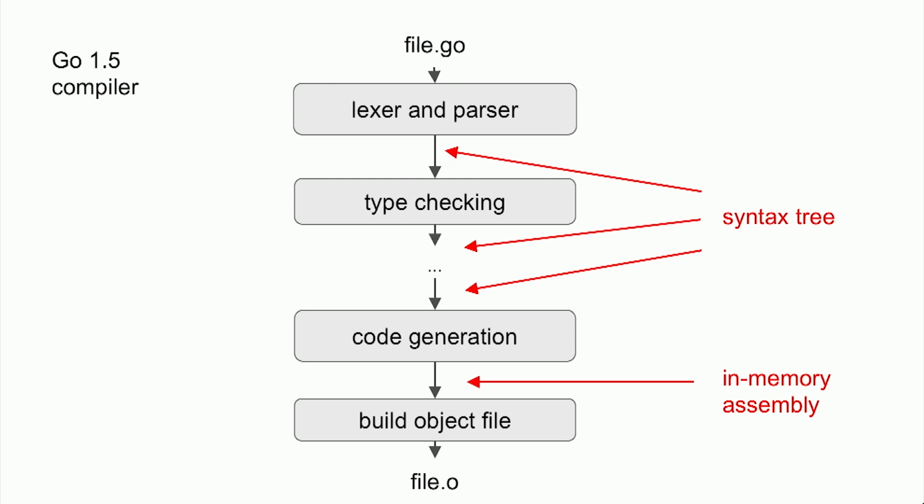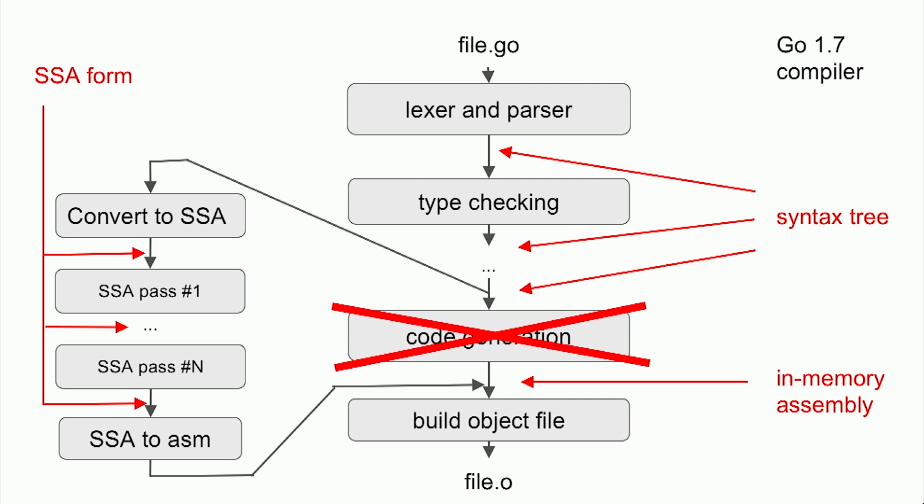And so here's a picture of what happens to the Go 1.5 compiler when we add SSA to it. We're going to delete that code generation step, and instead we're going to add a whole new set of passes. We take the syntax tree and we convert it to this new SSA representation. Then we do a bunch of optimization passes on that SSA representation, and then when we're done, we take that final SSA representation and we convert that back into in-memory assembly so we can build an object file out of it. So this is sort of delicate surgery of the Go 1.5 compiler.